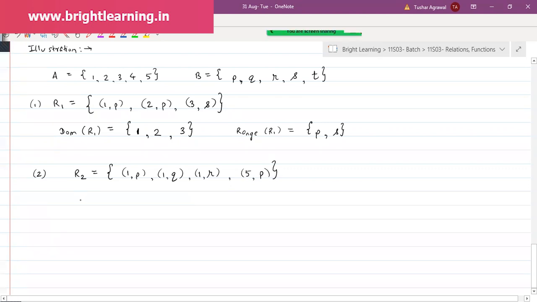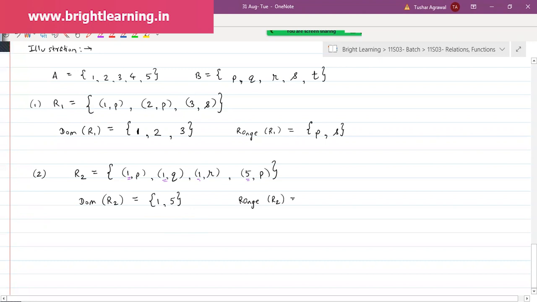So can you see the domain of R2? What will be the domain of R2? The domain of R2 is the set of all first elements in the ordered pairs. Just pick up the first elements, those which have formed the pairs: 1 comma 5. Now here, 1 comma 5 is not an ordered pair. Okay, this is a set. Domain of R2 is {1, 5}, they are the elements of the set.